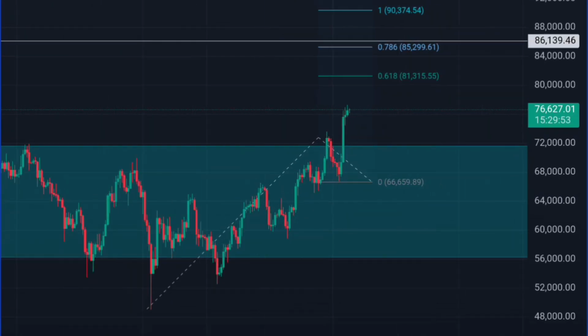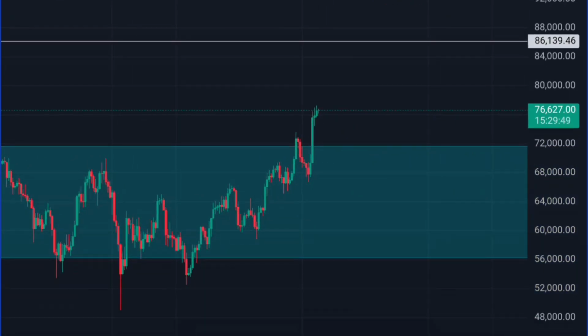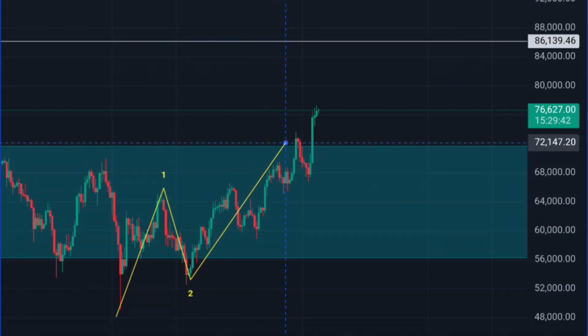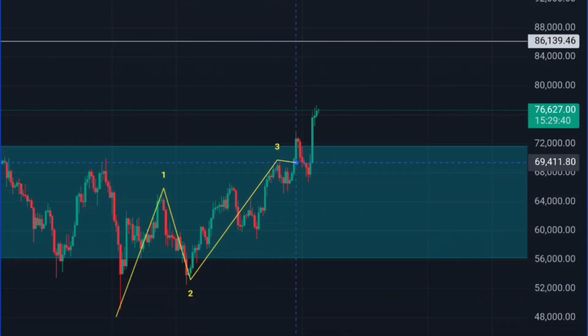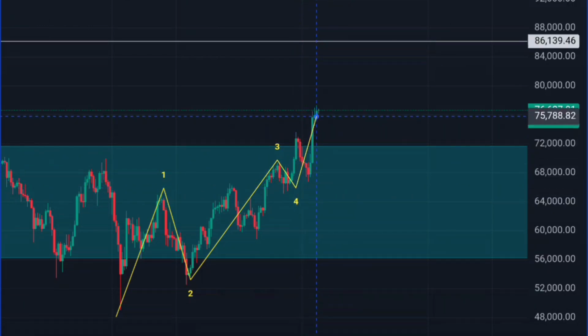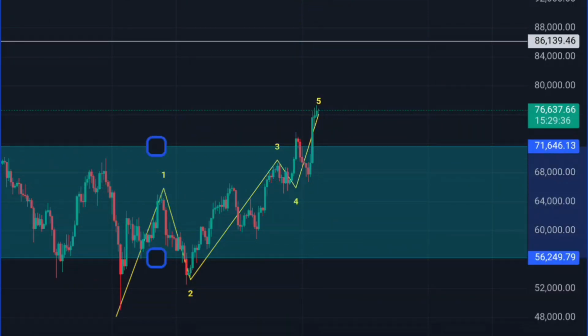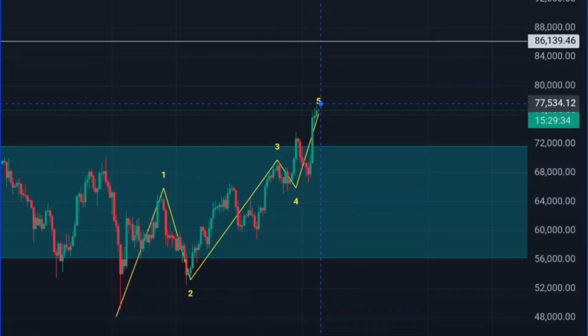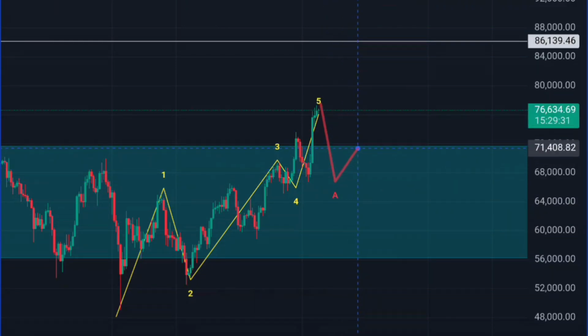But right now, price is moving up. But for those that want to count this as some kind of leading diagonal, something like this, I guess. There's your 5, and then you're looking for a 3-wave pullback. I think that is not wise.